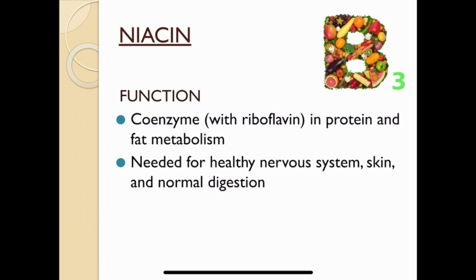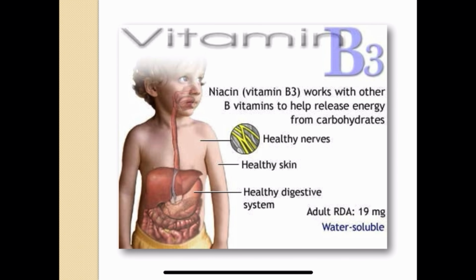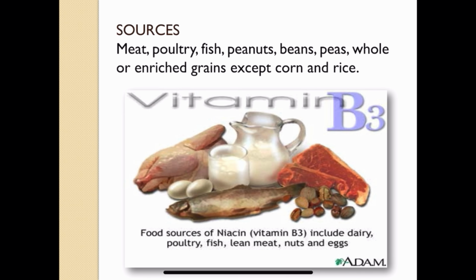Then we have vitamin B3, that is also known as niacin. Its function is it acts as a coenzyme in protein and fat metabolism and needed for healthy nervous system, skin, and normal digestion. The recommended dietary allowance is 19 mg per day, and it is also a water-soluble vitamin. The sources are meat, poultry, fish, peanuts, beans, peas, whole or enriched grains except for corn and rice.